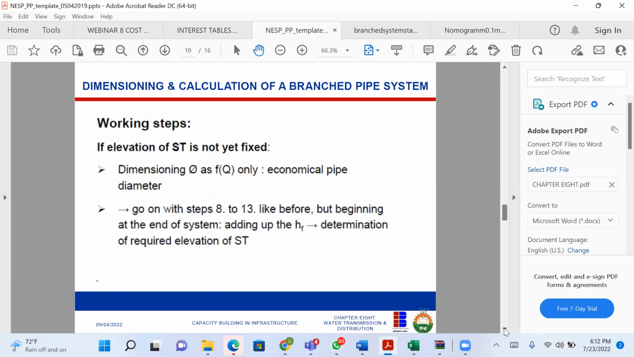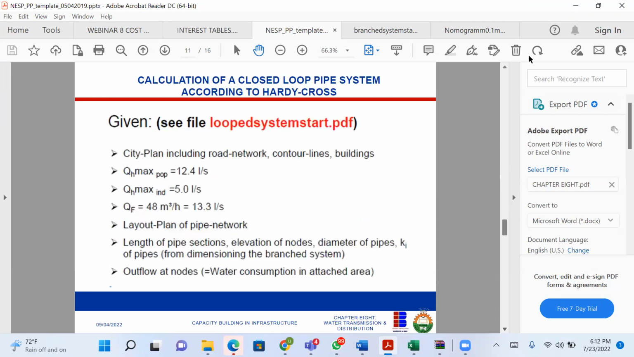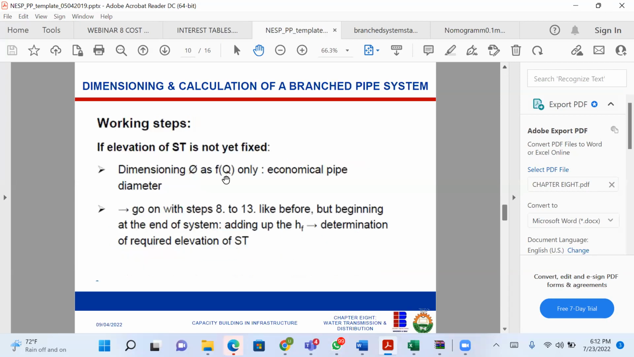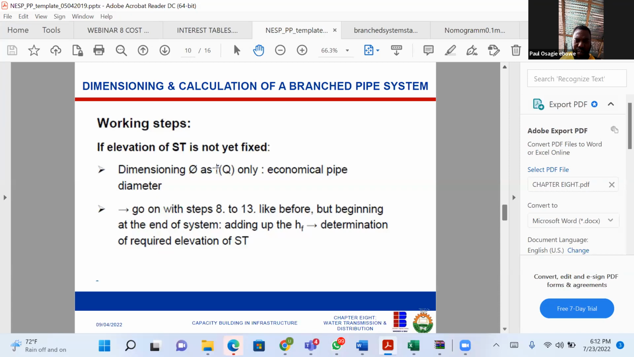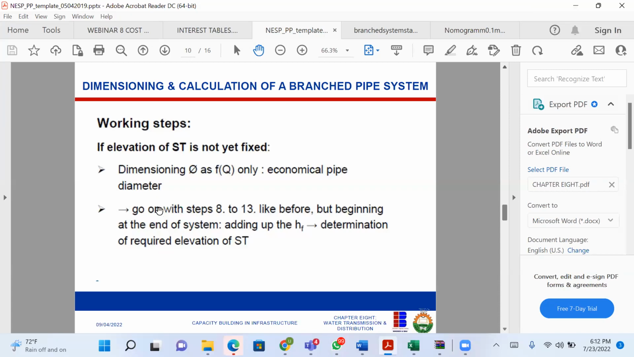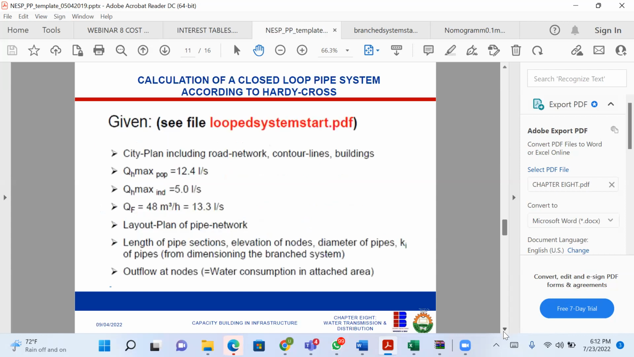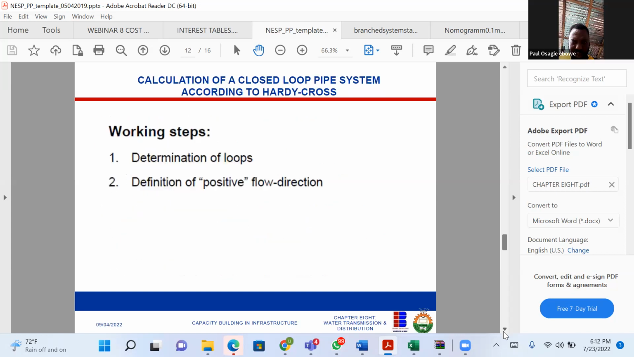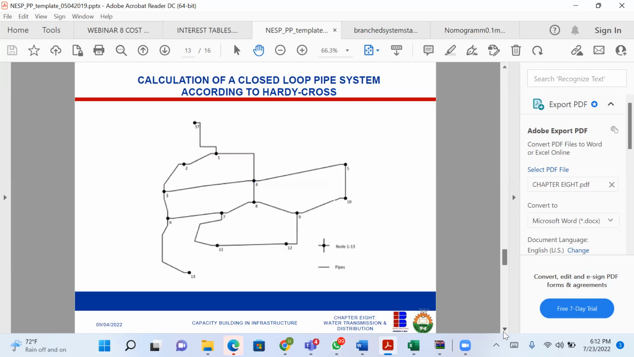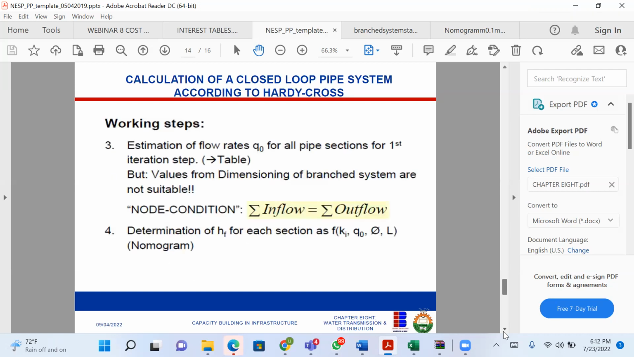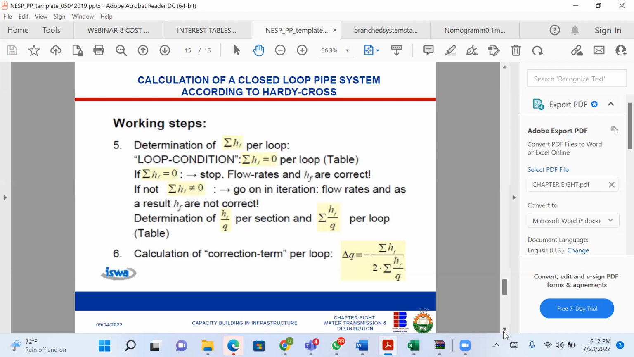So if the elevated tank is not fixed, you simply assume diameter to be a function of the discharge only. Then you go on with step 8 to 13, like before, beginning at the end of the system. Just repeat this again and again, and that becomes your design. So this is a summary of everything we've done. For a loop system, it's more complicated, and I don't have time to teach that now. Just do a branch system.